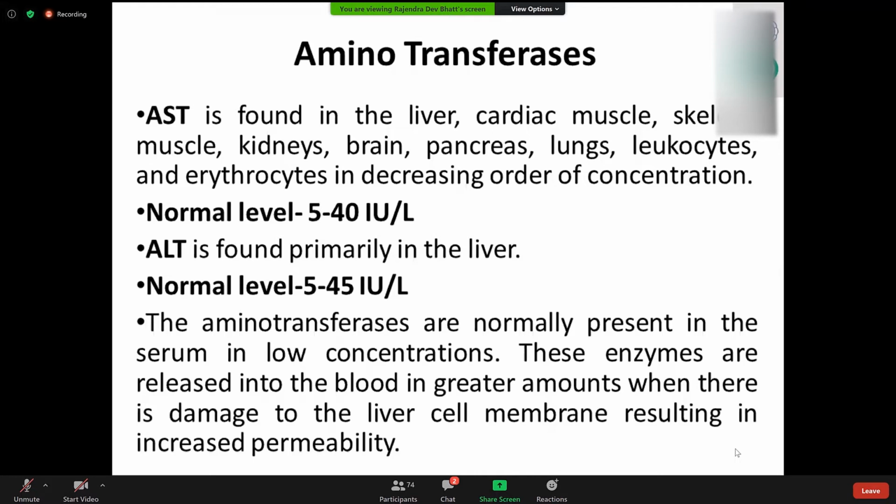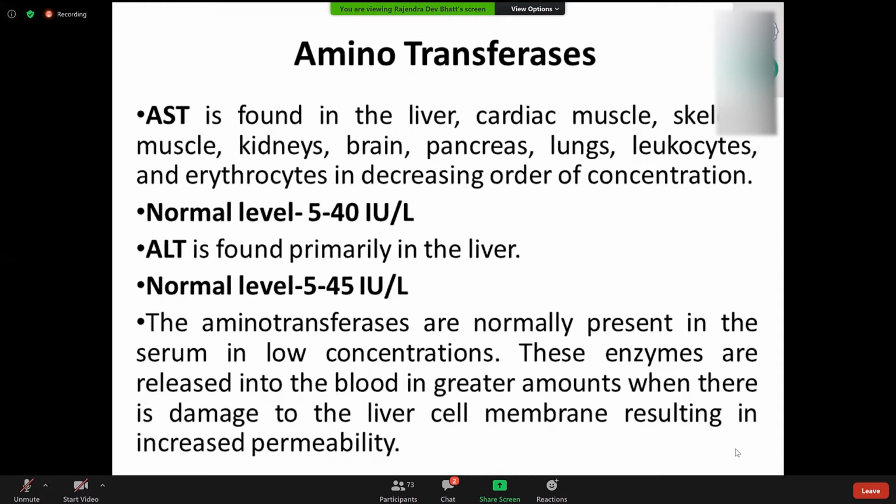The normal level of ALT is almost the same as AST, 5 to 45. For convenience, you can just remember 5 to 40 for AST as well as ALT, because it doesn't matter if you say a little bit low or a little bit high value. But basically, you have to remember the unit, because the unit matters. Sometimes we might say kilo or milligram or kilogram or liter, it's difficult. So that's why it's international units per liter.